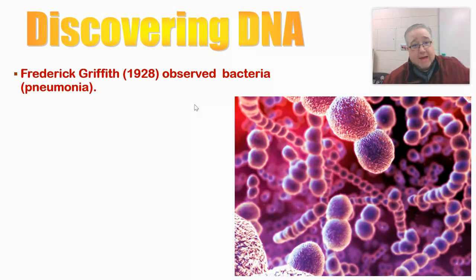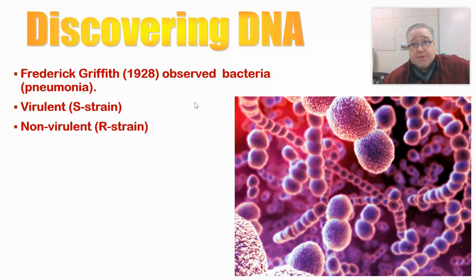And one of the things that Griffith noticed about pneumonia bacteria is that there's two different types. There's what we call the virulent strain, or he called it the S strain. The virulent strain of the pneumonia bacteria causes disease. So, for example, if you were to get virulent pneumonia, you would get sick. It would cause lung disease and whatever.